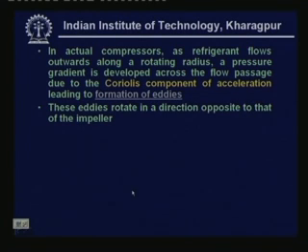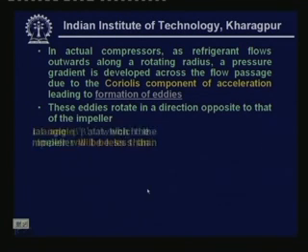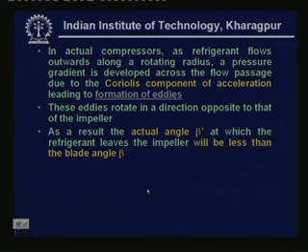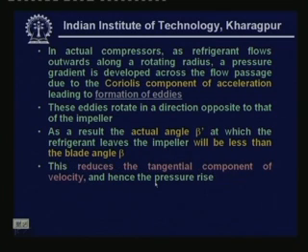These eddies rotate, as I said, in a direction opposite to that of the impeller. As a result, the actual angle beta dash at which the refrigerant leaves the impeller will be less than the blade angle beta. This reduces the tangential component of velocity and hence the pressure rise.